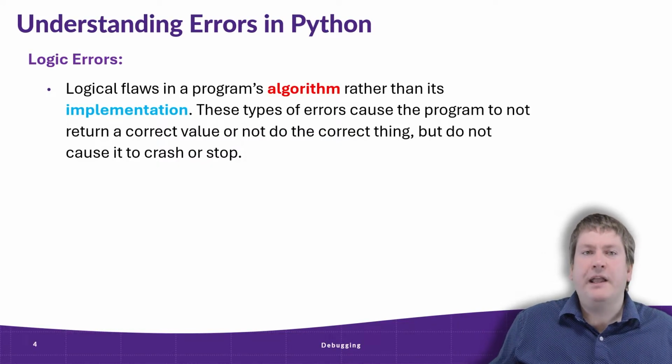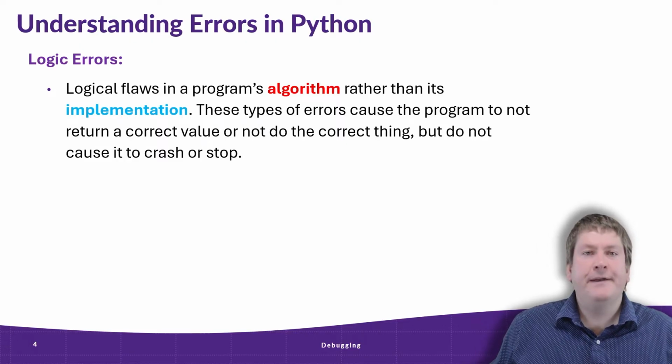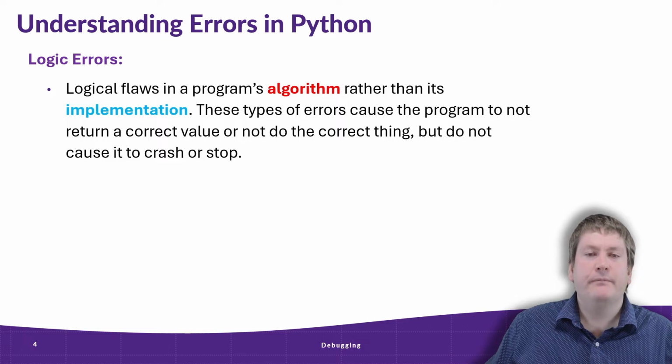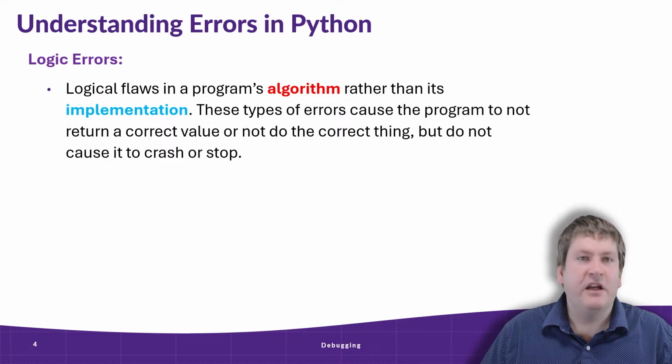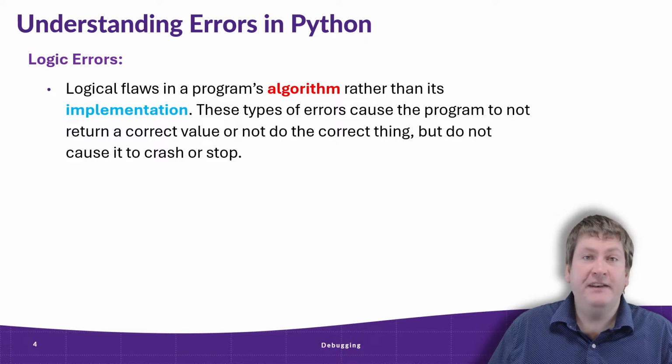So now that we know what a bug is, what kind of bugs can we encounter in Python? What kind of errors can we encounter? And we covered this a little bit in one of our first videos, but now we're really going to expand on it and explore some of the different bugs or errors you're likely to encounter. And the first type of errors are logic errors. These are logical flaws in the program's algorithm rather than its actual implementation or syntax.